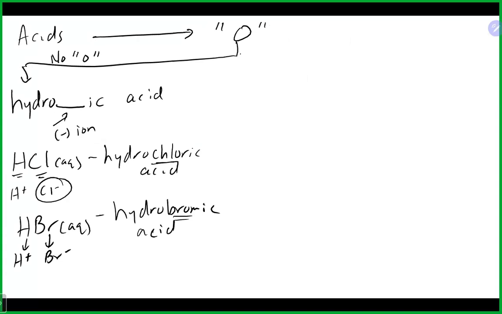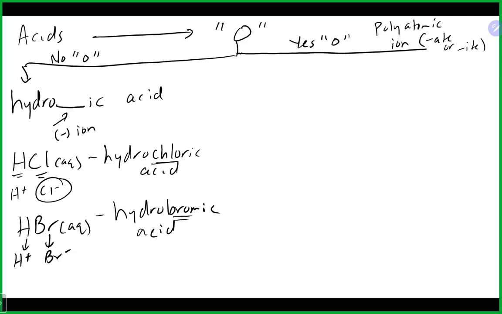Now, if you do have oxygen, and the answer is yes, there is oxygen in my acid, it will most likely contain a polyatomic ion, which, as we just talked about, typically ends in one of two ways: either ate or ite. And if your acid does have oxygen and contains a polyatomic ion that ends in ate, your acid name will be something ic acid.